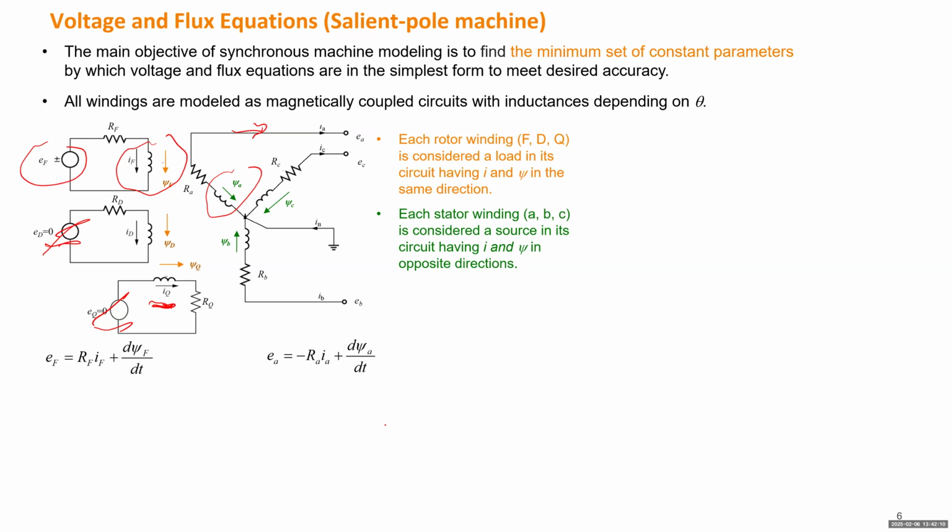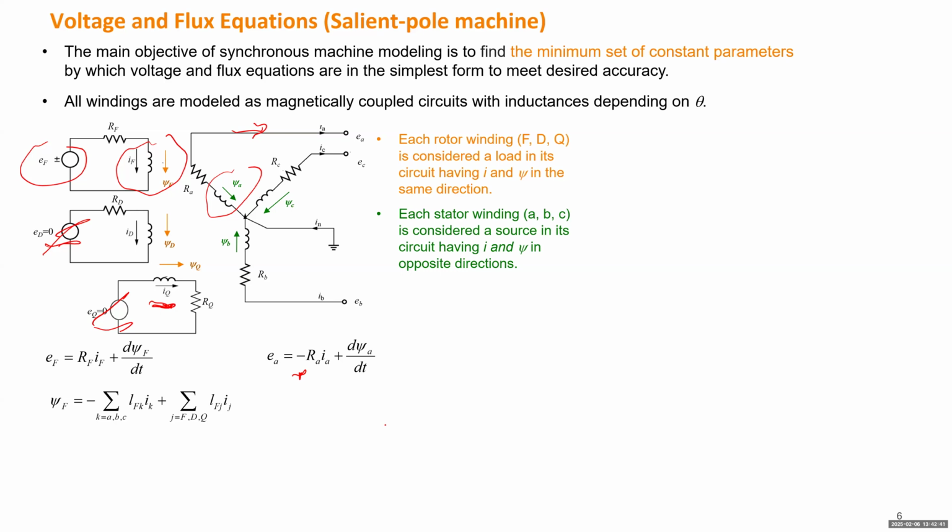There will be a negative sign with any current on the stator winding. So you can definitely write down the equation for a D winding, capital D, capital Q, and for B and C. They will be the same. You just change the letter. You just change F to D or F to Q. That will give you the equation for the other two rotor windings. And similarly, you can replace A by B and C.